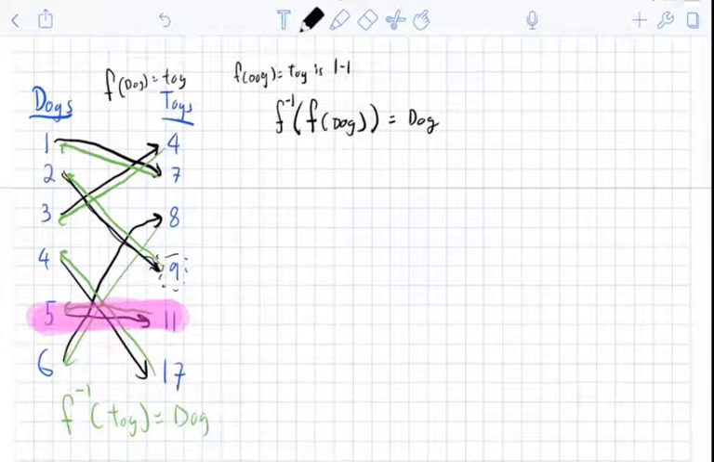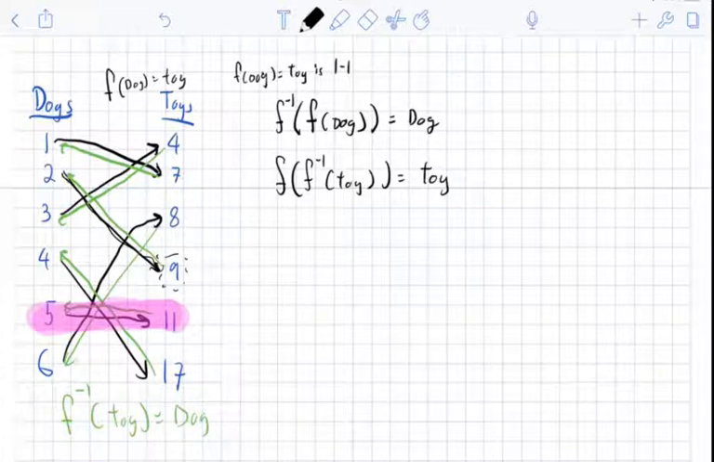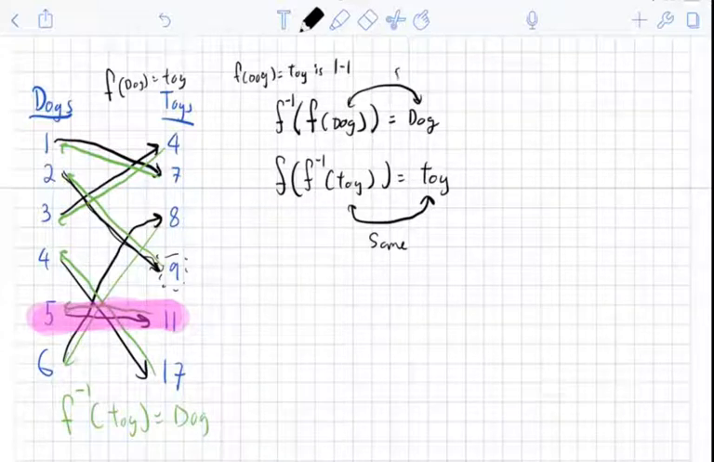And the opposite is true. If I start by looking up a toy, that'll give me some dog's name, and then if I look up the dog's favorite toy, I should get back the same toy. This property is the defining property of an inverse function.